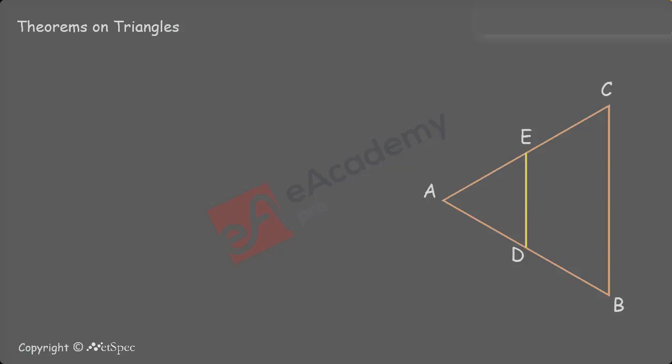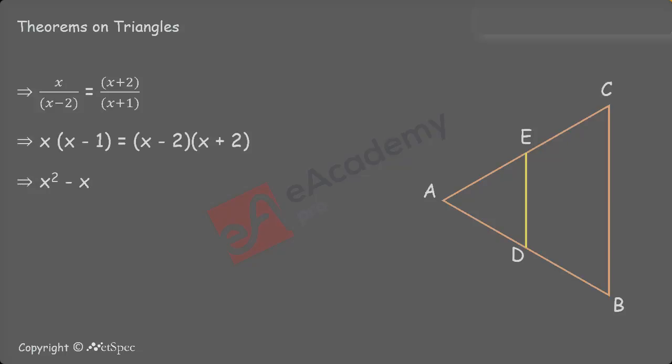Now let us find the value of x applying the Thales theorem. On applying it, we write x by x minus 2 is equal to x plus 2 by x plus 1. In the next step, let us cross-multiply it and write it as x multiplied by x minus 1 is equal to x minus 2 multiplied by x plus 2. On simplification, we get x square minus x is equal to x square minus 4. On further simplification, we get minus x is equal to minus 4, and multiplying by minus 1, we get the final answer as x equal to 4.